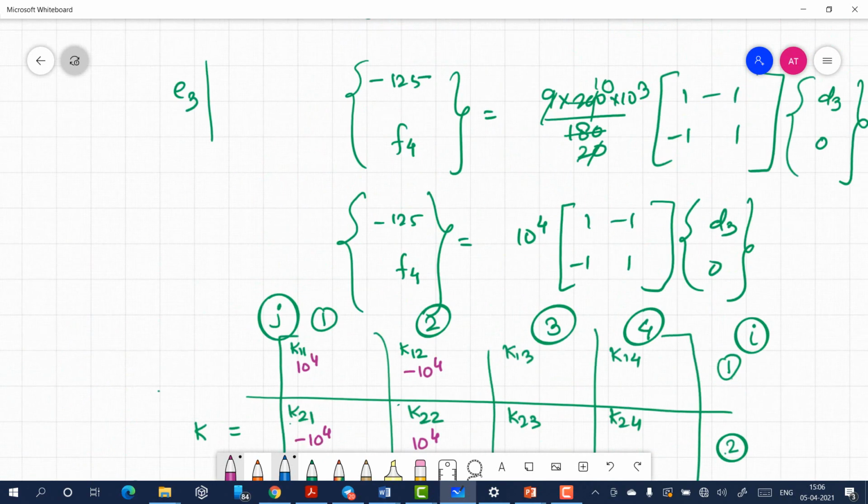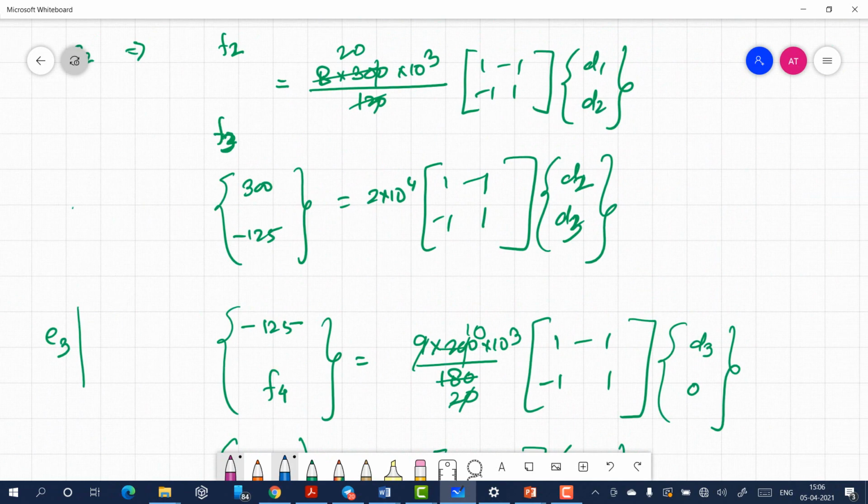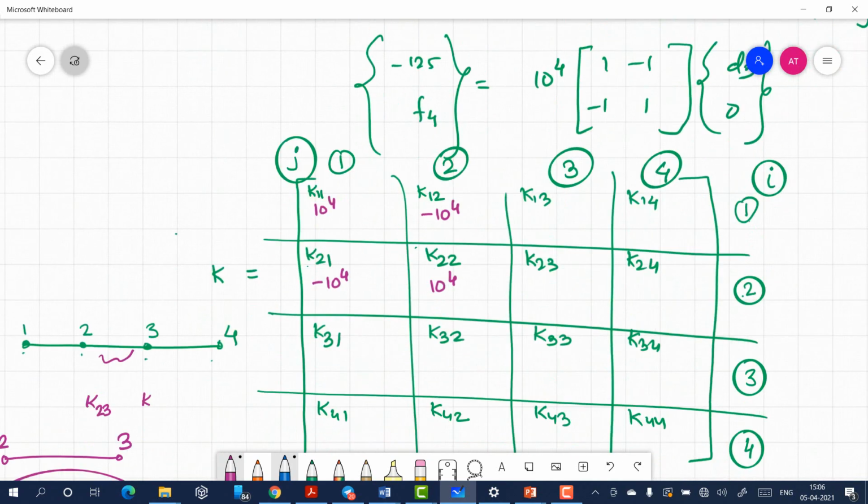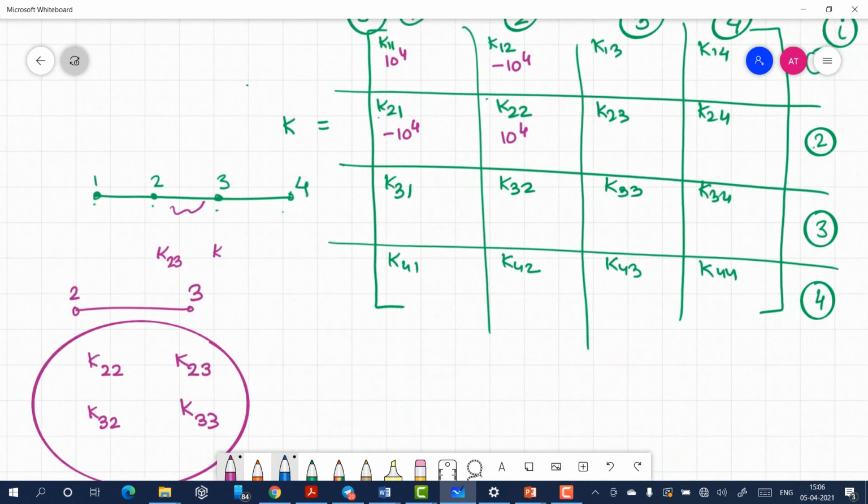So what are the values of element number 2? The values are 2 into 10 to the power 4 times 1, minus 1, minus 1, 1. Okay, so the first component is K22. K22 is here, and I already have a value because of the first element. So what do I do with this? I simply add it. I will simply add the contribution coming from the second element.